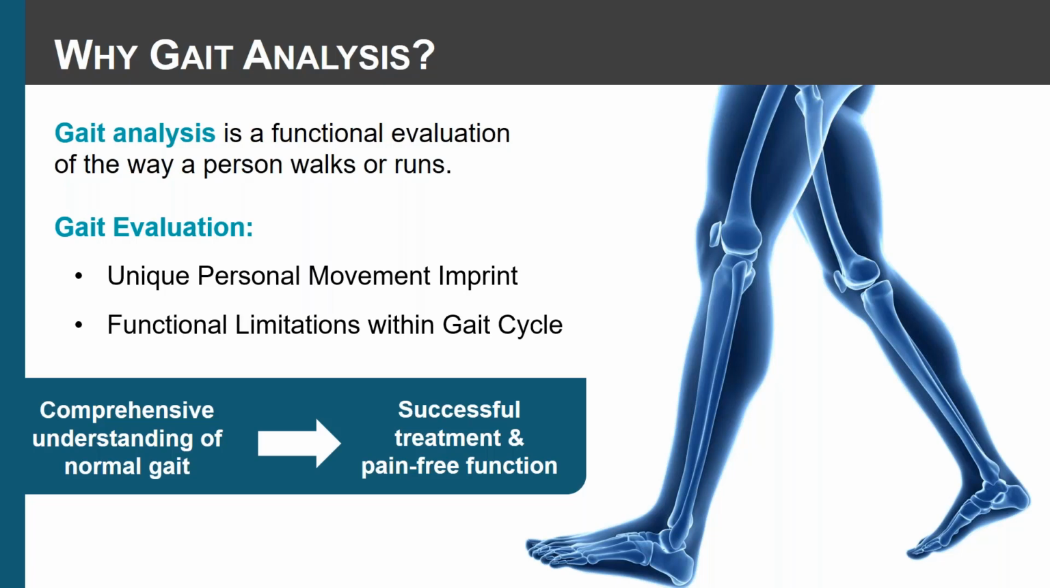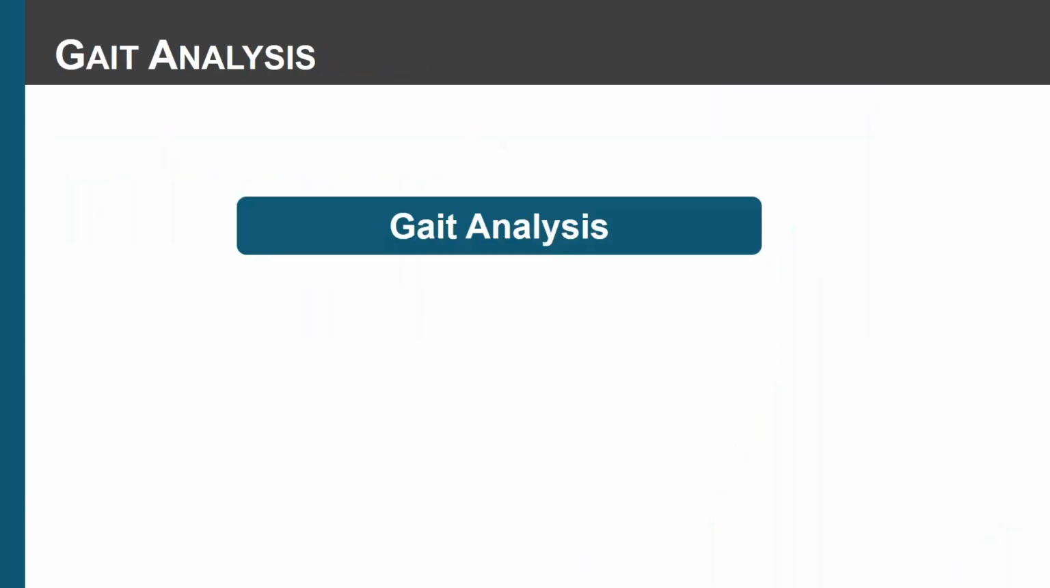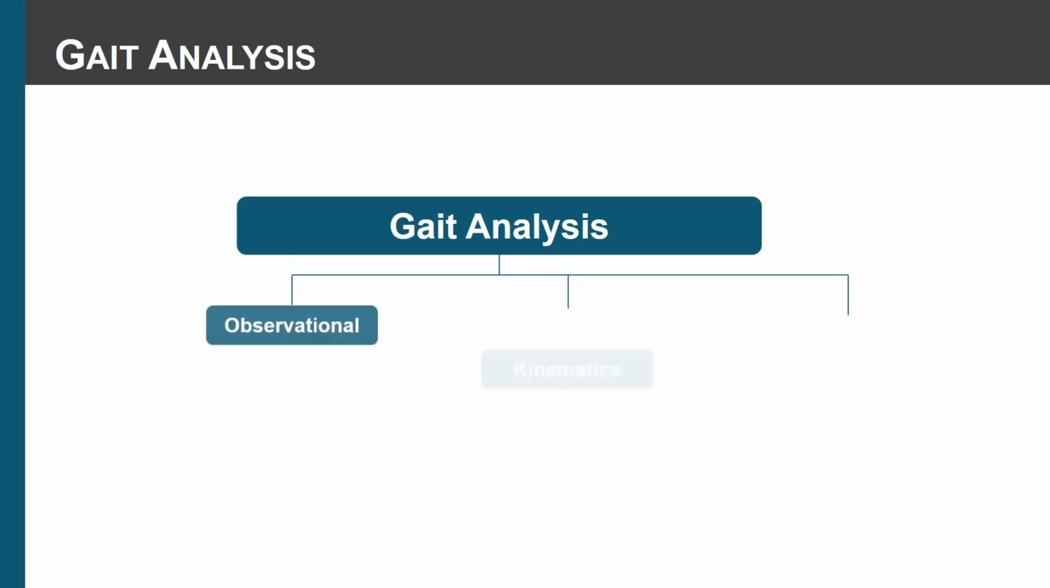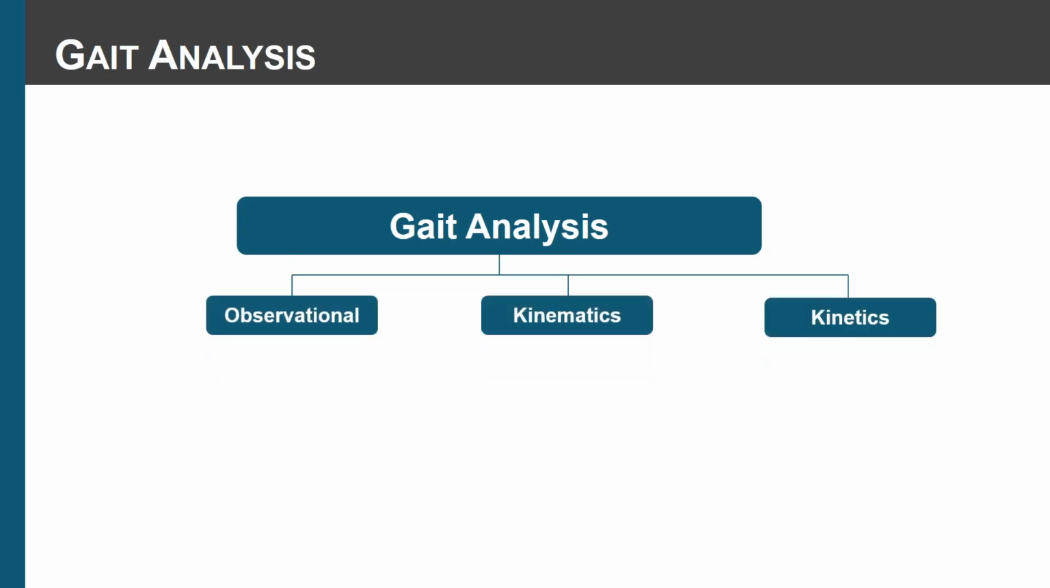So let's now take a look at the different ways gait analysis can be performed. Gait analysis can be accomplished using a number of different methodologies: observational methods, kinematics, or kinetics. And they are probably all used in some ways, depending on the type of tools you have all together. Now, each of these methodologies has its strengths and weaknesses. Let's take a closer look here at the observational method.